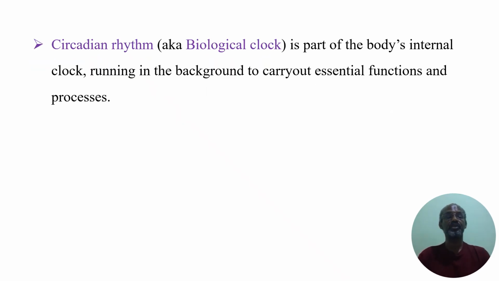Circadian rhythm, also known as the biological clock, is part of the body's internal clock, running in the background to carry out essential functions and processes. For example, after actively moving during the daytime, when night comes, you may feel sleepy because the biochemistry of your brain changes and it's time for rest, no activity. Therefore, you are active during the day and you sleep at night. There are some animals which are active, of course, at night. Most animals are active during the daytime. They feed, they move, they look for food, and they reproduce. Whatever their activities are, they are done during the daytime. Therefore, circadian rhythm, also known as the biological clock, is part of the body's internal clock.